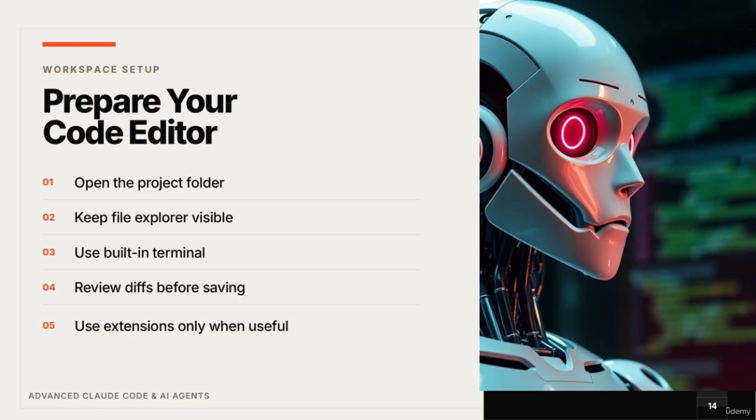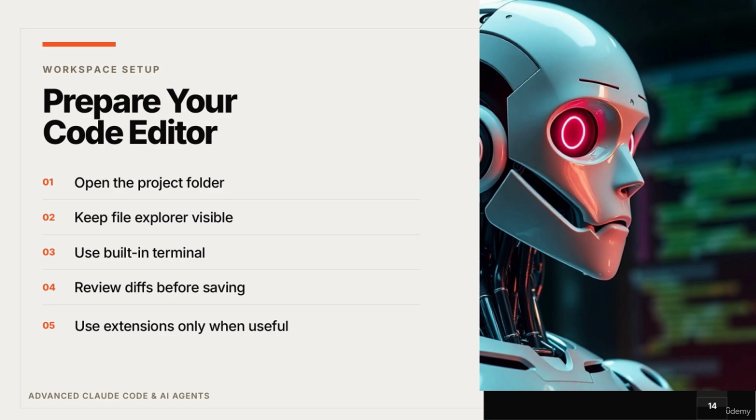Now let's talk about setting up your workspace effectively. First, open your project folder right away. This helps you stay organized and access everything you need quickly. Next, keep the File Explorer visible at all times. It makes navigating your files much smoother and saves time. Third, use the built-in terminal within your code editor instead of switching between windows. This keeps your workflow seamless.